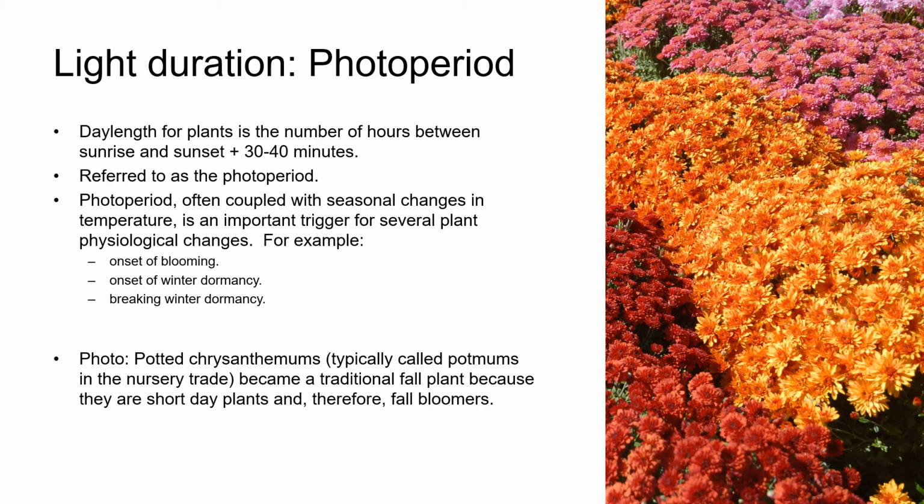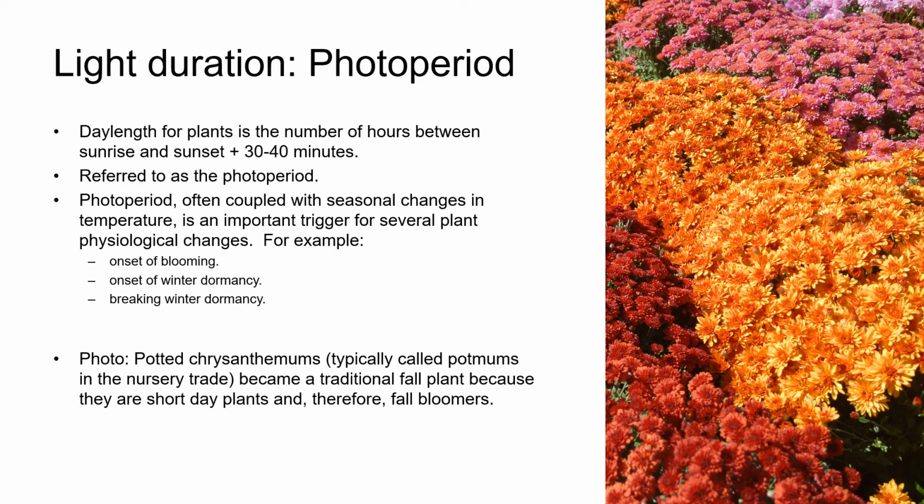For example, shortening day length coupled with cooler temperatures can act as a trigger for winter deciduous plants to start going dormant. Conversely, lengthening day length and warmer temperatures in spring can act as a trigger for plants to come out of dormancy. Plants that typically don't bloom until the fall are termed short day plants, and an example of this would be chrysanthemums.